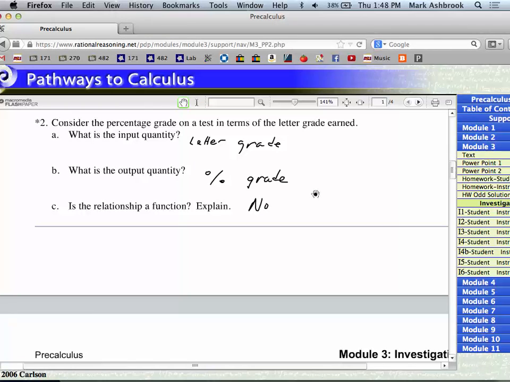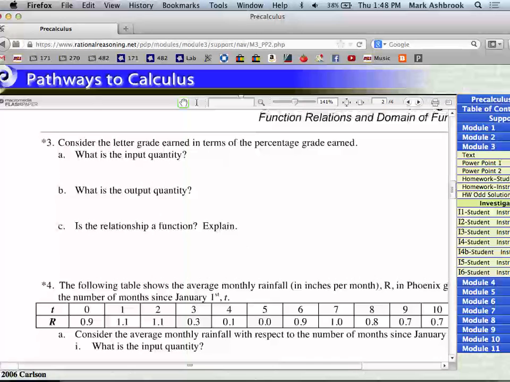All right, now if it says the other way around, the letter grade earned in terms of the percentage grade earned. What's the input? Percent. Output? Letter. Is it a function? Yep, because if the input's a percent, say 78, well, on a certain teacher's grading scale, on mine, 78 is a B minus.